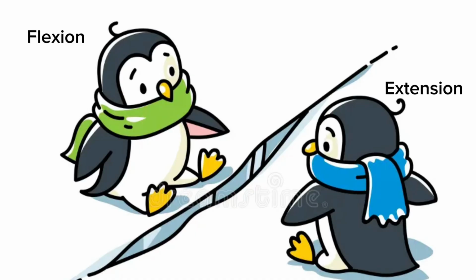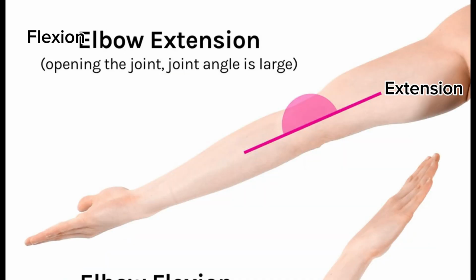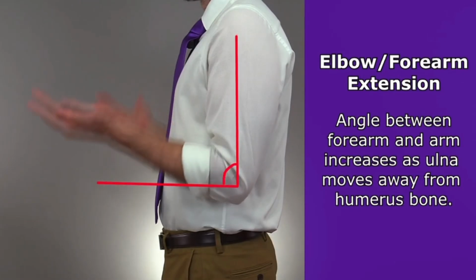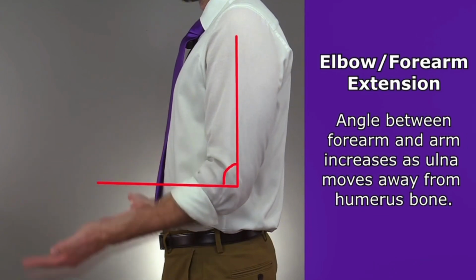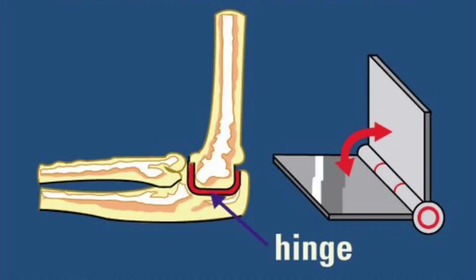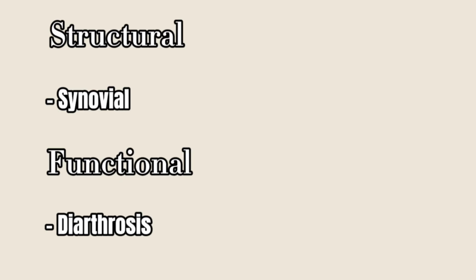Extension. It is the opposite of flexion, a straightening movement that increases the angle between body parts. It also uses hinge joints, and the specific bones and the muscles are exactly like flexion. The structural is synovial and the functional is diarthrosis.